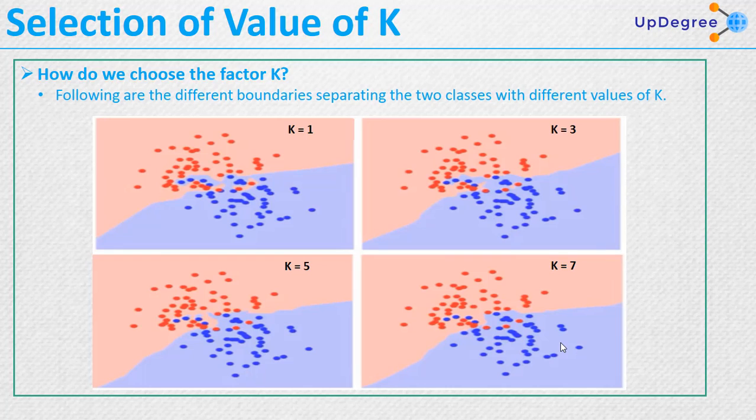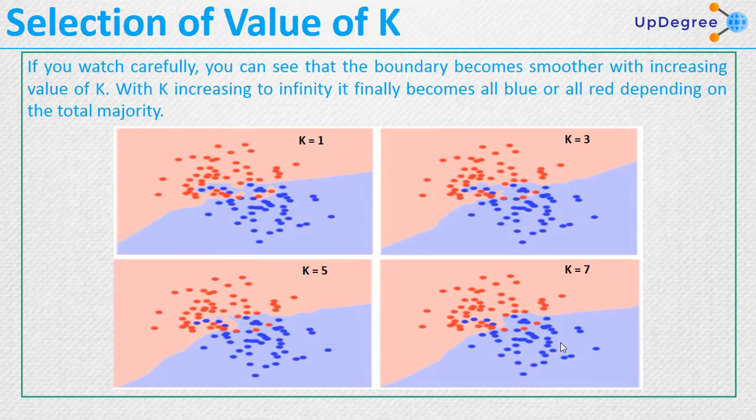So which k should we choose? That is a big question here. If you watch carefully, you can see that the boundary becomes smoother with the increasing value of k, and with k increasing to infinity, it finally becomes all blue or all red, depending on the total majority, depending upon the voting. So the KNN algorithm is based on feature similarity.